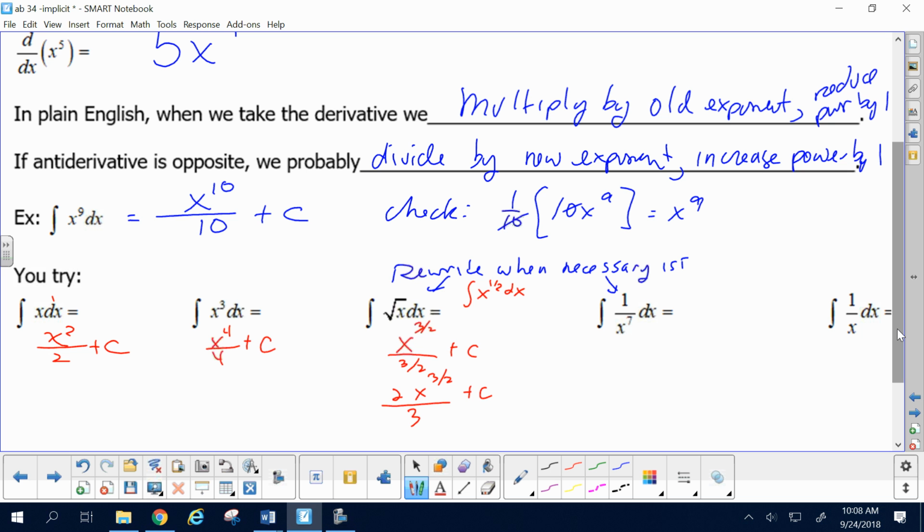This, what is the power? Is it x to the 7th? It's x to the negative 7th. When you raise it by 1, does it become x to the negative 6 or negative 8? Negative 6. x to the negative 6 over negative 6 plus c.